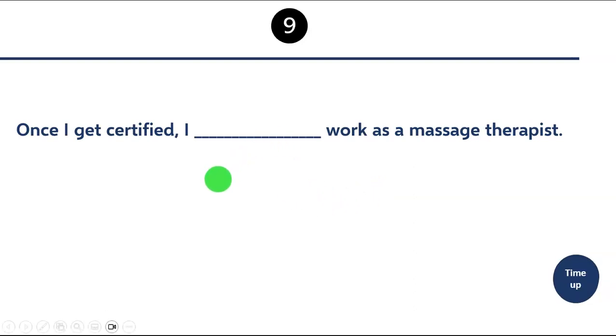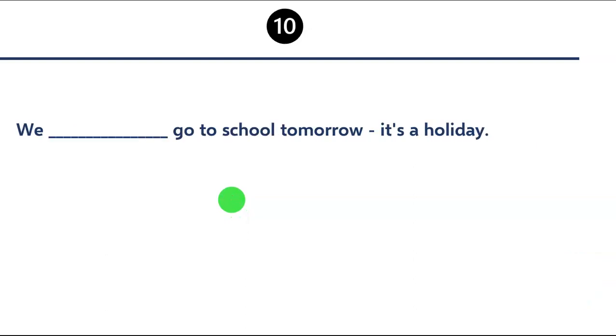All right, time is up. What do you think is the answer? Once I get certified, I will work as a massage therapist. Now, friends, you can also use can out here. Once I get certified, I can work as a massage therapist, because that tells you the possibility. But if you use will, then it is more certain that he will work as a massage therapist. Right? Let's move on to number 10.